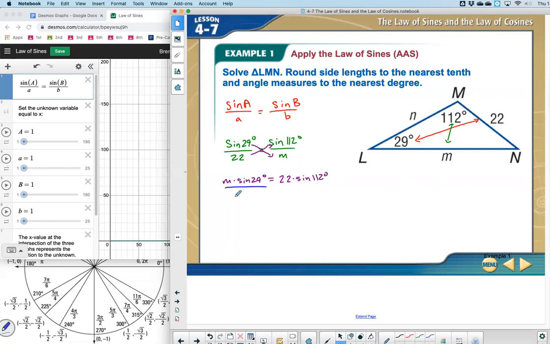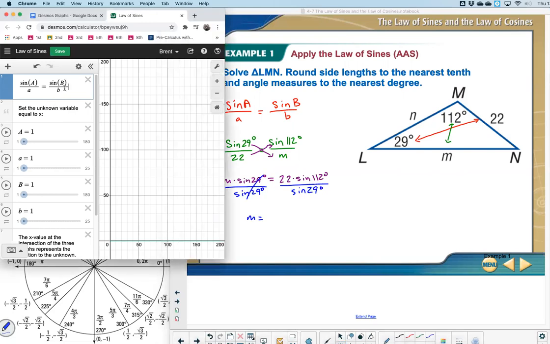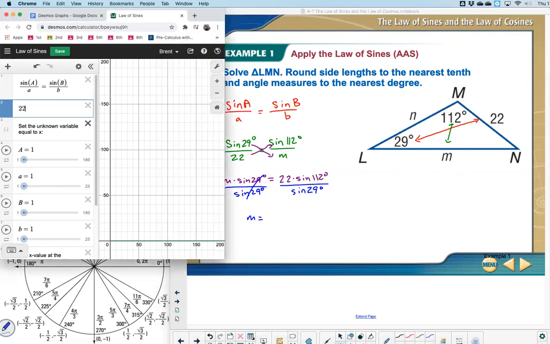Division. To get m by itself, you'd end up dividing by sine of 29 degrees. Thus, the saying I learned, though again, most DISD students learn it's called butterfly technique. What I learned it as is cross multiply and divide, and we get our value. So I'll go to the calculator, and after doing all that algebra, I'll type it in and see what we get.